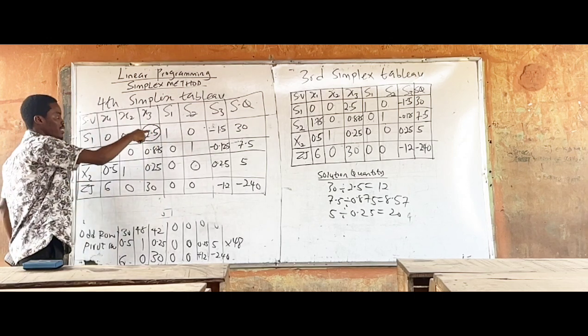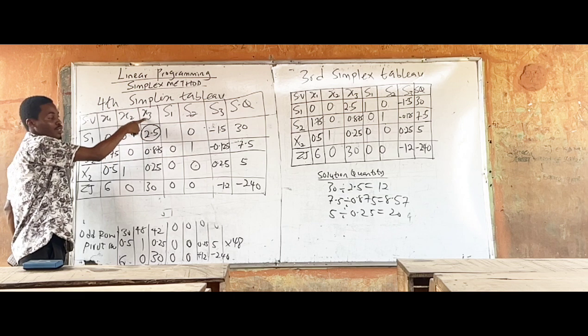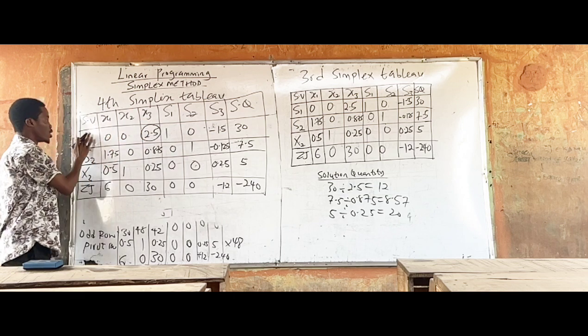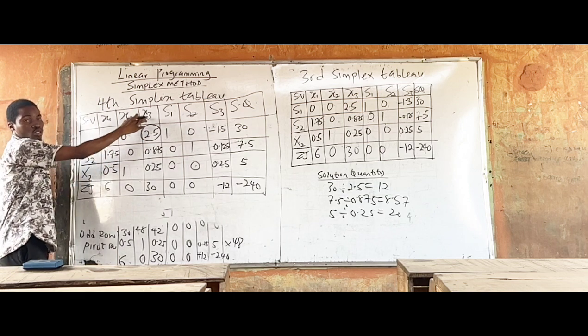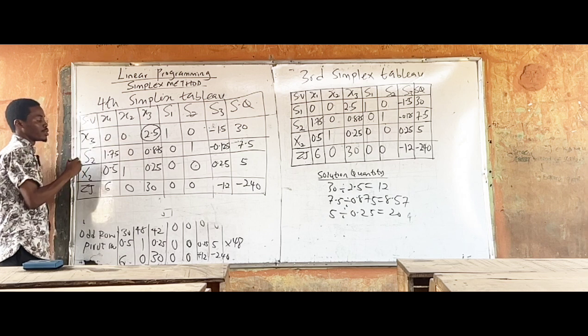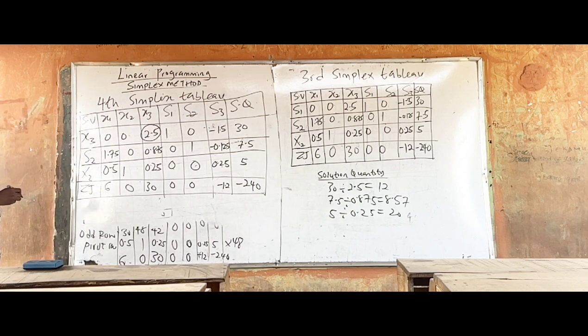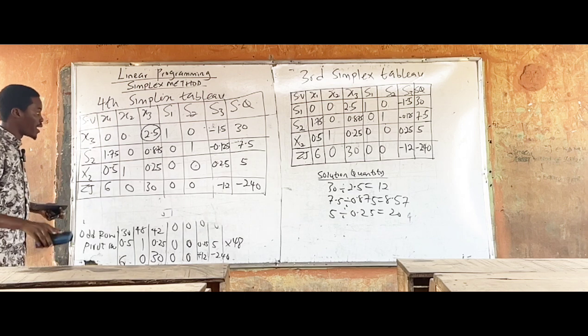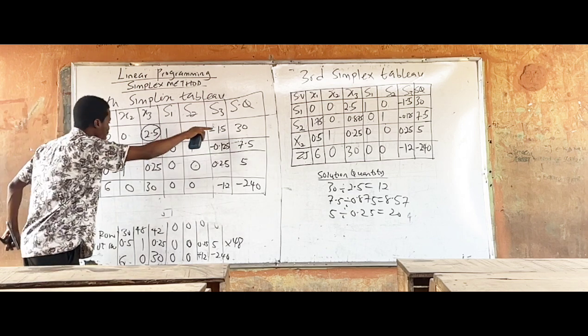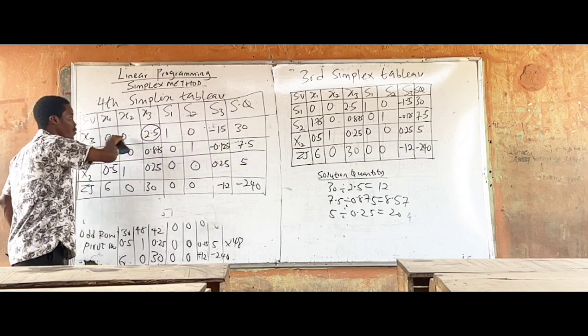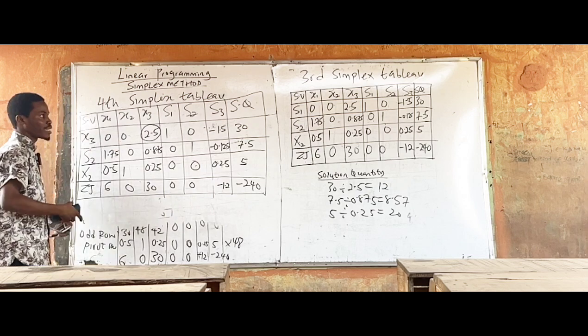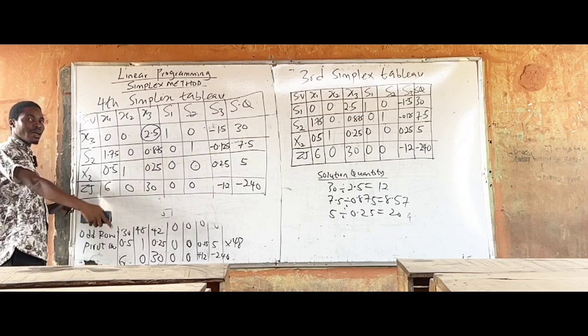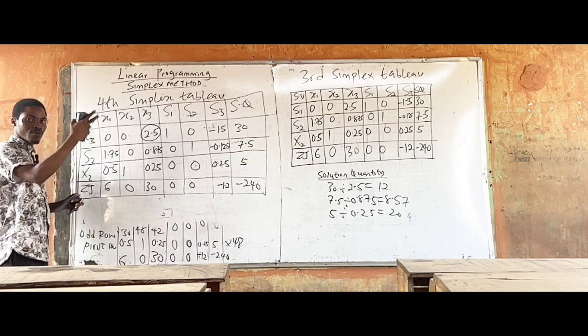So what gave me 2.5 is S3. So this one will not be x1 again. It's going to replace this S3. Since I've gotten it, my next target is to divide the elements in this pivot row by the pivot element so that I can obtain a new table, the fifth table.